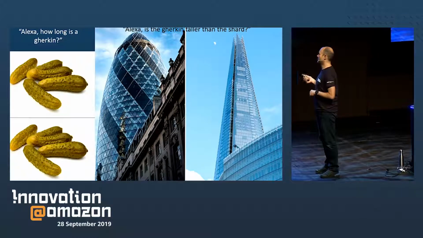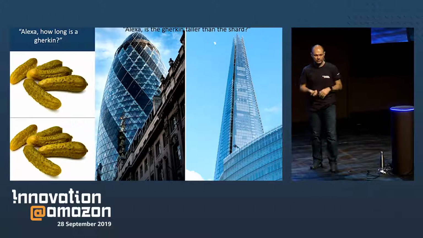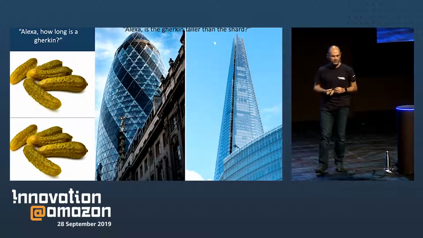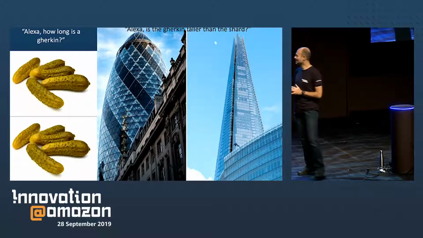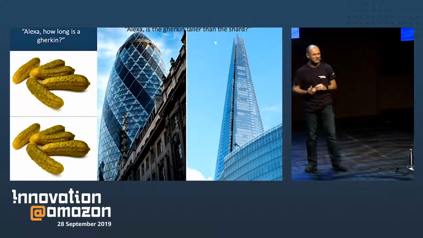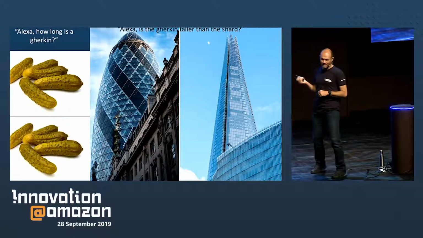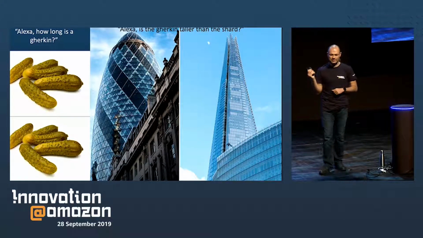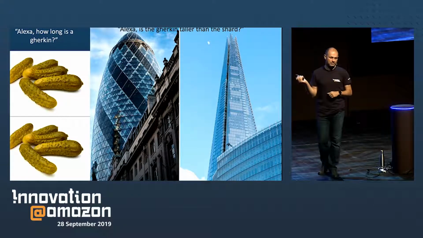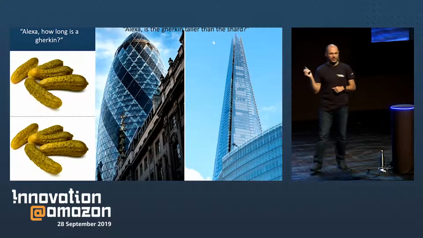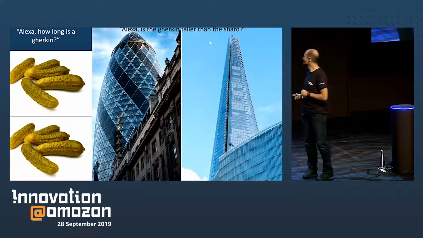You might ask Alexa, how long is a gherkin? And many of you know gherkin is a pickled vegetable, cucumber, which we may use. And then I think Poland actually makes very good gherkins as well. But depending on where you are, this question actually could be interpreted very, very differently, because I don't know how many of you know this building, but there's a building in London which is also called Gherkin. And you could also ask the question, how long is a gherkin?